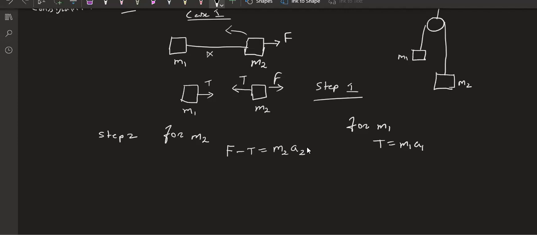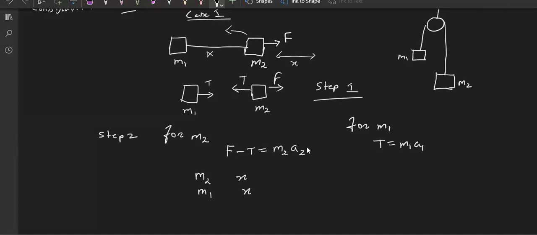Now just think about this. If you pull this mass M2 and it moves X distance, just imagine X distance, how much will this mass M1 move? Tell me, how much will this M1 move? X only, right? Anyone have any issue in this? So I can say that M2 will move X distance. M1 will also move X distance.